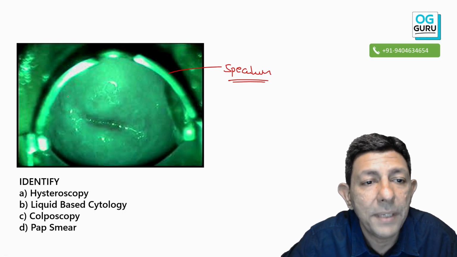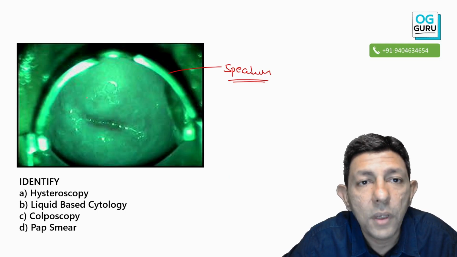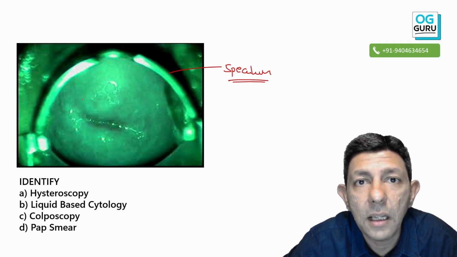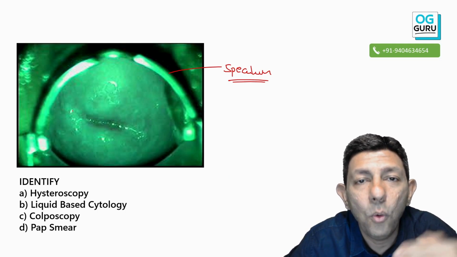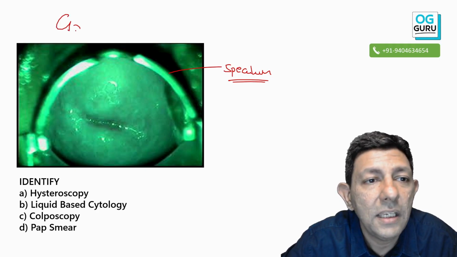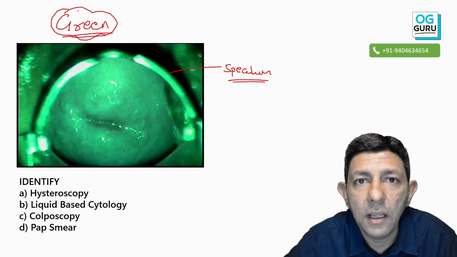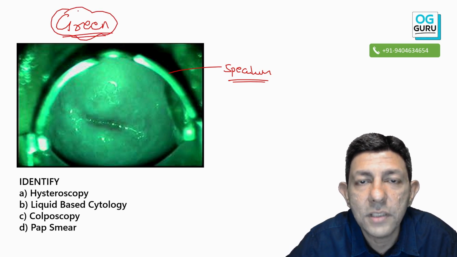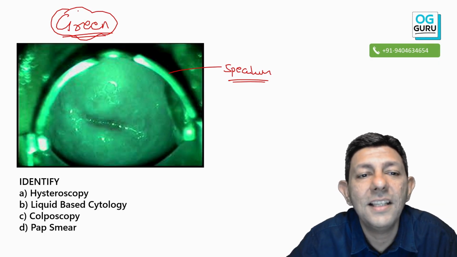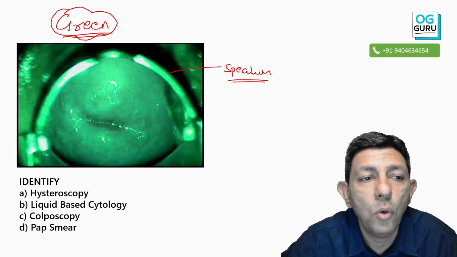Anybody? What tint is the whole picture? Okay, yes, what color is the whole picture looking? Yes, the whole image is looking green, isn't it? Green. So is it the cervix of a Hulk? Lady Hulk, she-Hulk's cervix? No. What is this? Why is the whole cervix or the whole image appearing green?